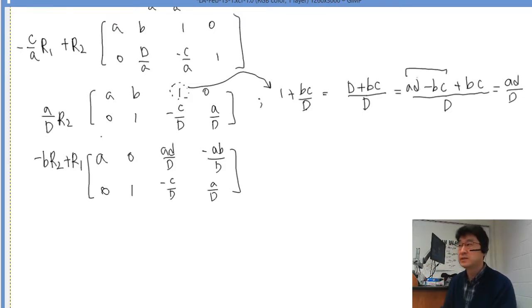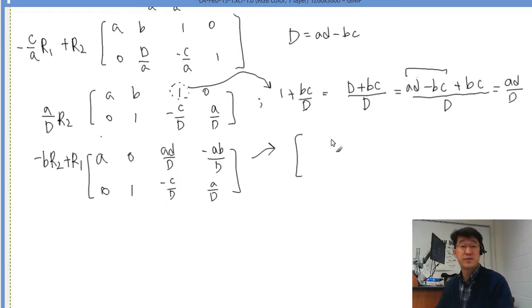Any questions so far? Yes, uppercase D is the shorthand for AD minus BC. Yeah. Anything else? Now, how do you enter the final reduced row echelon form? Dividing the first row by A, right? So if you do that, it's 1, 0 and 0, 1. You can see the A's cancel. So D over D. Good. A cancel, negative B over D.